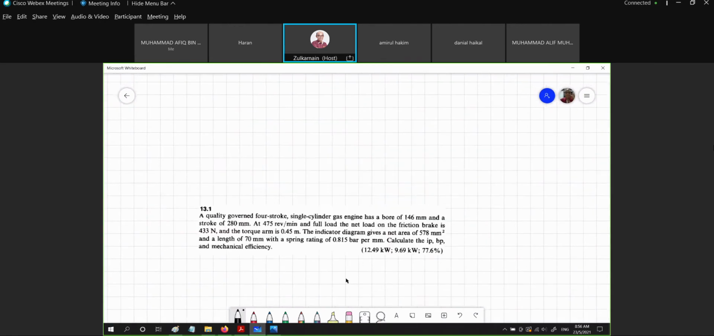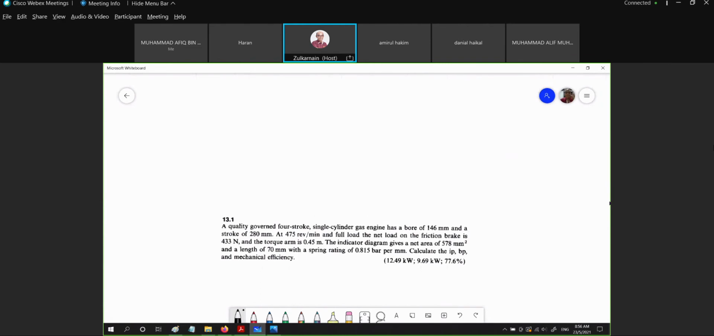So obviously the first thing apa kita kena buat ialah kita kena differentiate all the parameter given. So kita ada dua set lah ya. One is on the engine side, another one is on the dyno side.